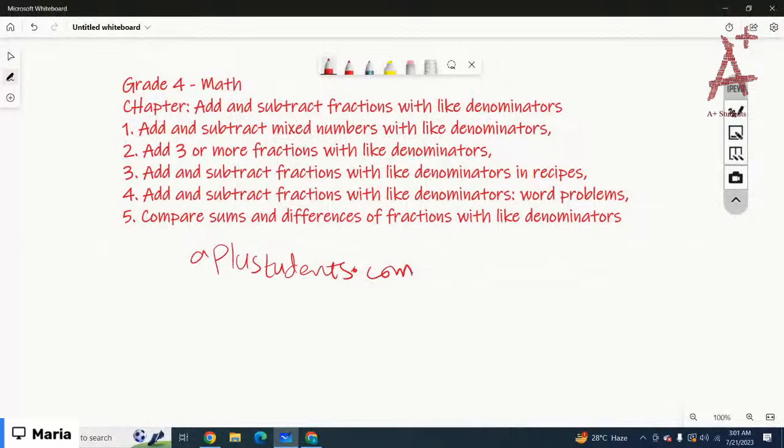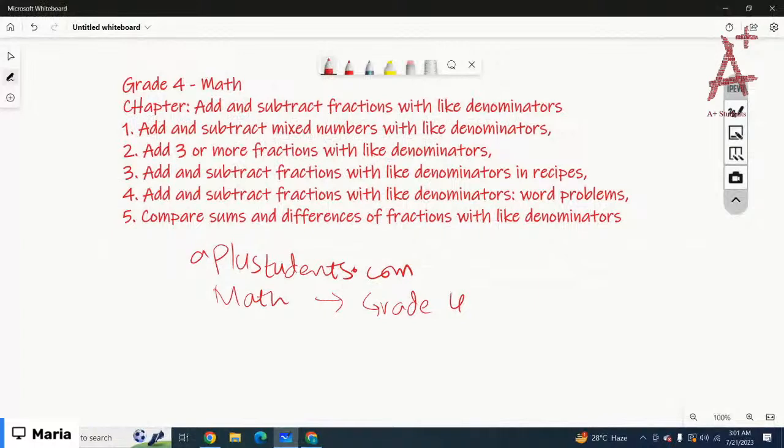You have to log in there using your email address, and the password is provided by the administrator. Then you have to select math from the subject tab, scroll down to grade 4, and then click on view all lessons. There you can find a list of the chapters. We're going to start with the chapter add and subtract fractions with like denominators.